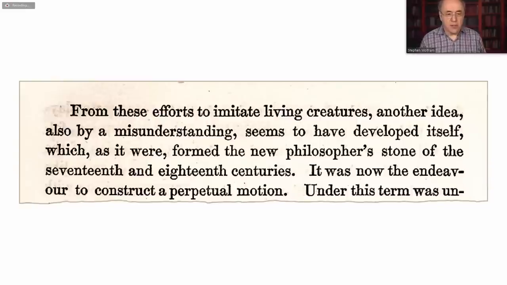Okay, so from these efforts to imitate living creatures, another idea, also by a misunderstanding, seems to have developed itself, which, as it were, formed the new philosopher's stone of the 17th and 18th century. It was by now the endeavor to construct a perpetual motion. So, in other words, from observing and imitating living creatures, he's saying, people imagined that there could be perpetual motion machines, that this creature just keeps on moving forever, and there's nothing coming in, so to speak. Presumably the creature has to eat, but that's what he's about to probably discuss.